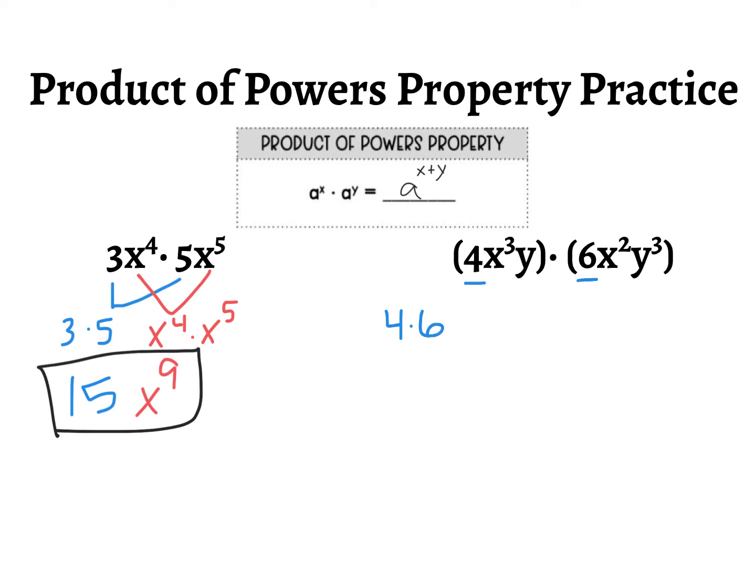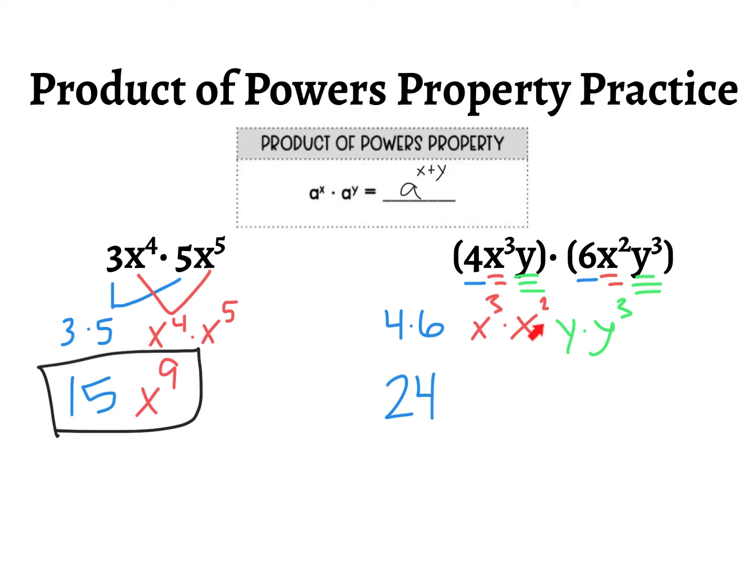Then I can combine the x's. I'll make that in red. I have x to the third times x squared. And then lastly, I have the y's. I have y times y to the third. Now, once they are combined in like terms, I can actually multiply things that I can multiply. So I start with 4 times 6. 4 times 6 is just 24.